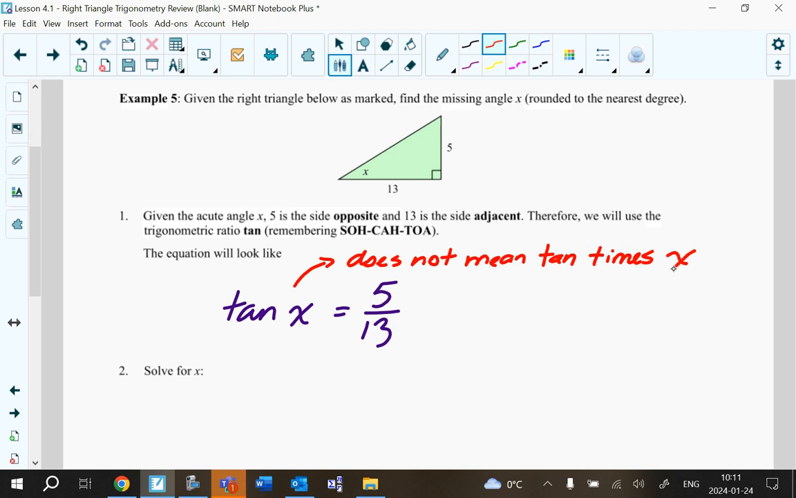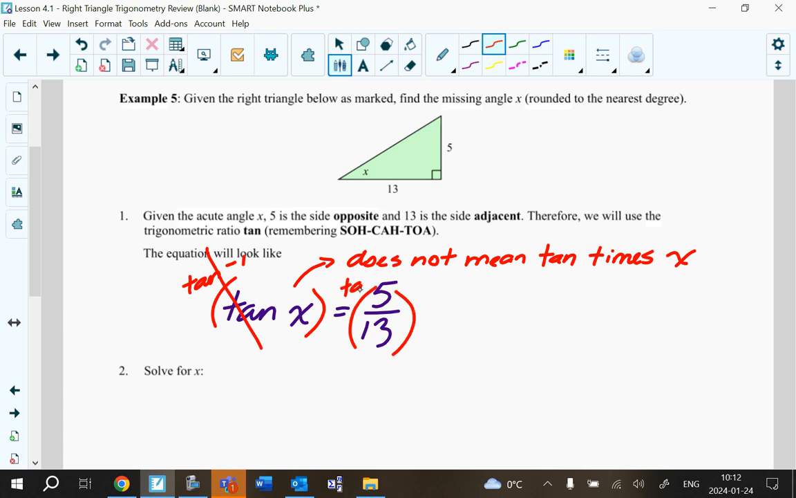Think of these trig functions like square root. If I asked you to take the square root of 25, you don't go square root times 25. It doesn't make any sense. The square root is the function. It's the operation. Right? So I need to just get rid of the tan. And how I get rid of it is I do the inverse of the tan, or tan to the -1. Those cancel each other out. And whatever you do to one side, you must do to the other.